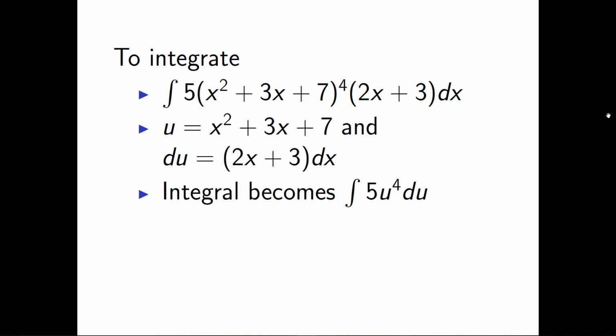Now, of course, we still haven't quite finished. We still have to actually do the integration, but we can do that very easily. That's just the power rule, add 1 to the power, divide by the new power, and so sure enough, we get u to the 5.